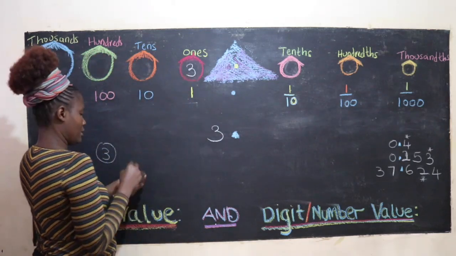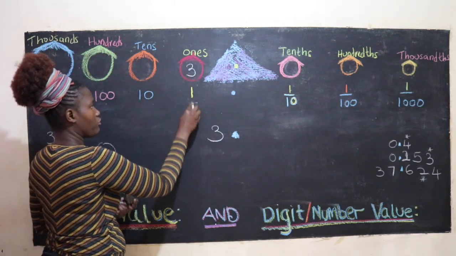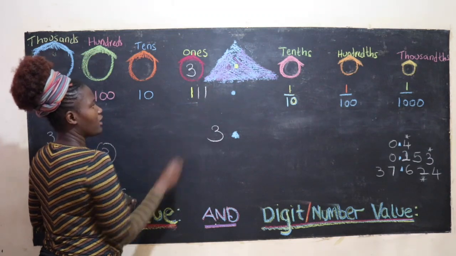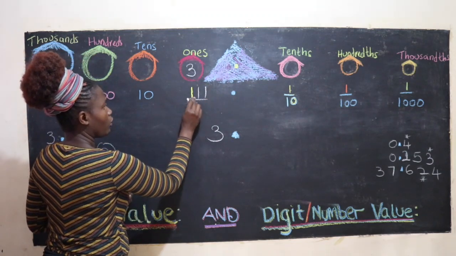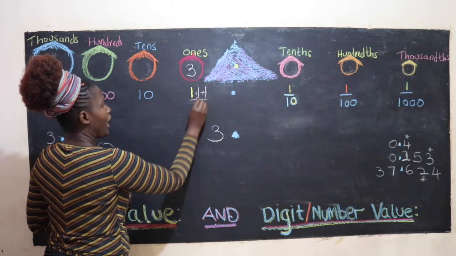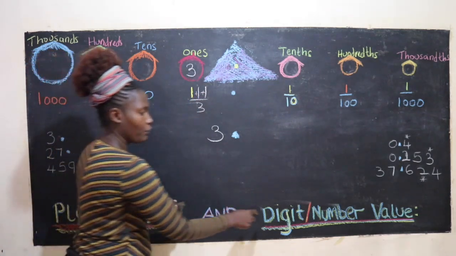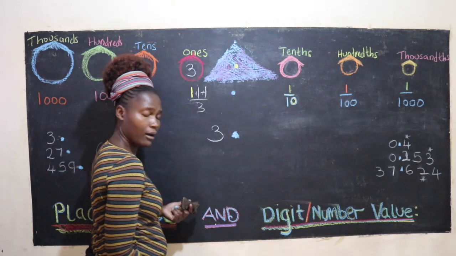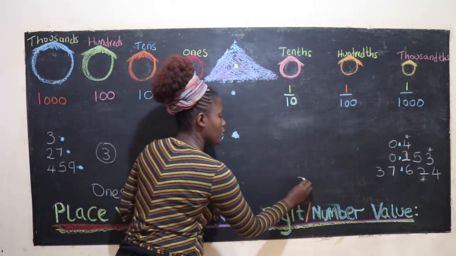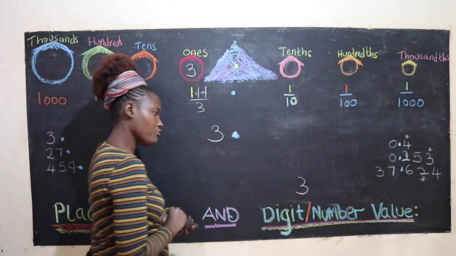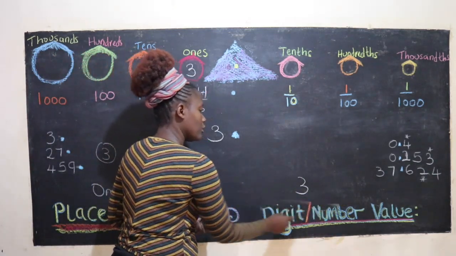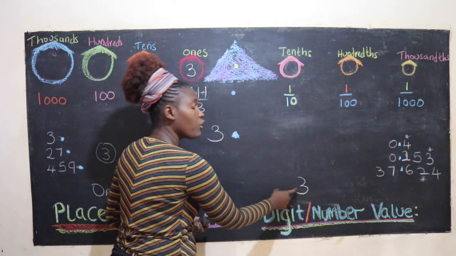So 3 ones, that will be the first one, the second one, and the third one. There are 3 ones. So when I count them, what is the total? 1, 2, 3. So I get 3. So the digit number or digit value is 3. So when you think of number value, digit value, we think of the figures.